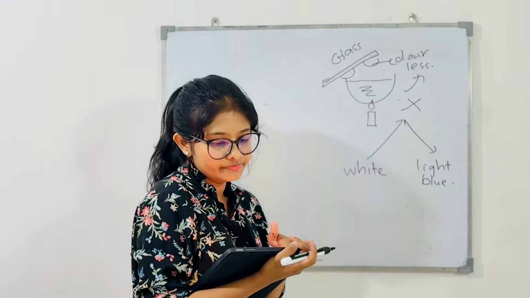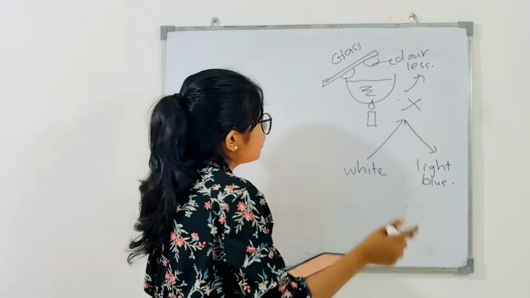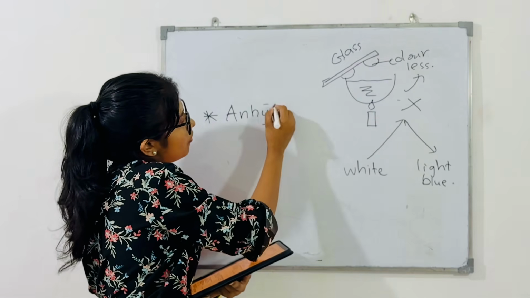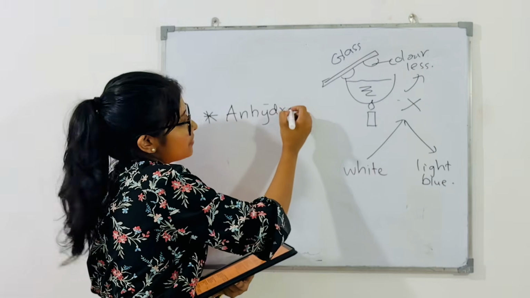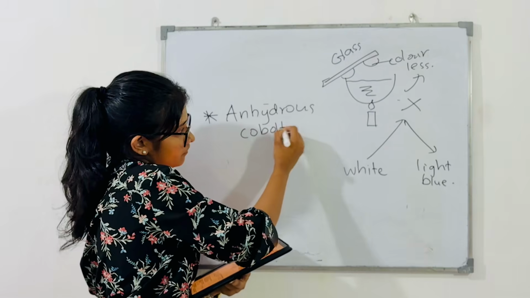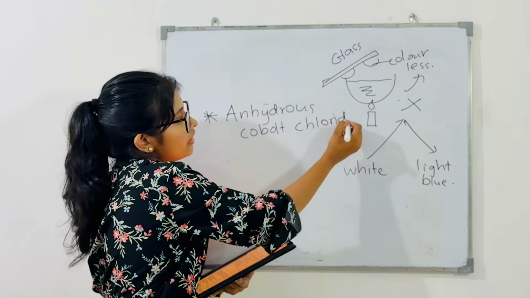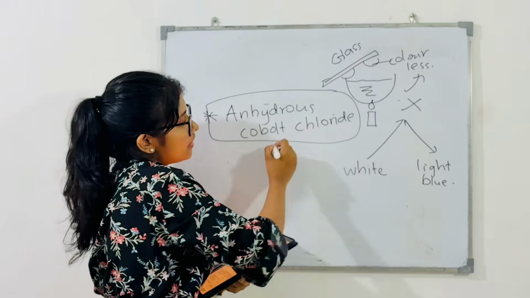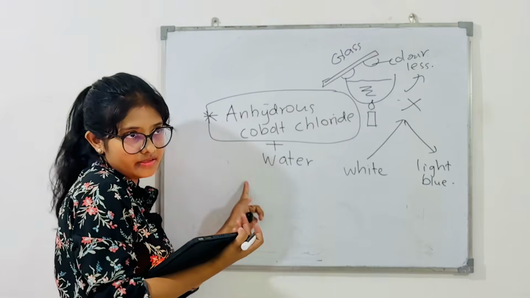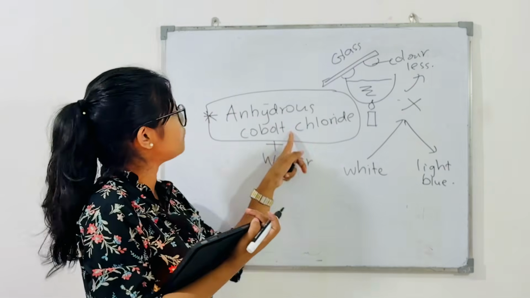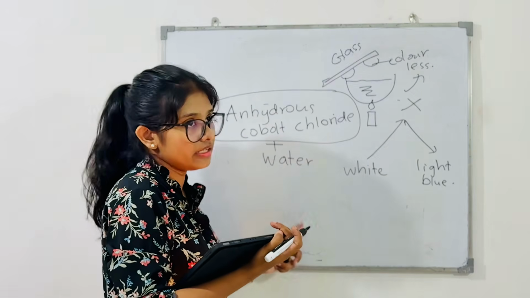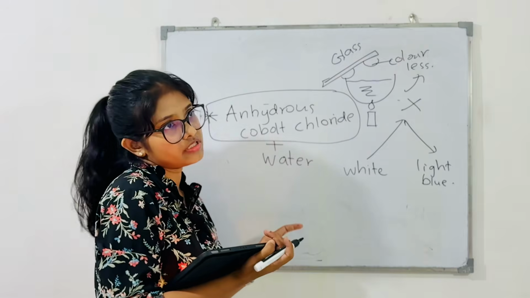And you can find what happens if we add cobalt chloride to water. Anhydrous cobalt chloride, I'm sorry. Anhydrous cobalt chloride. You need to find what happens to anhydrous cobalt chloride when it reacts with water. It's in your textbook, right? Find the color of anhydrous cobalt chloride and find the color change after the reaction with water as well.